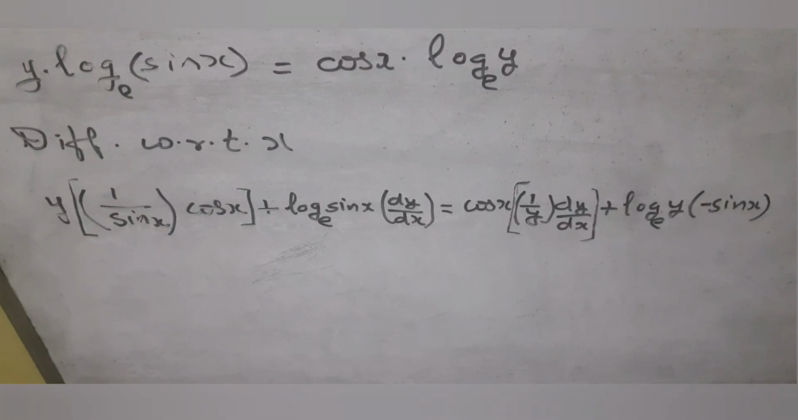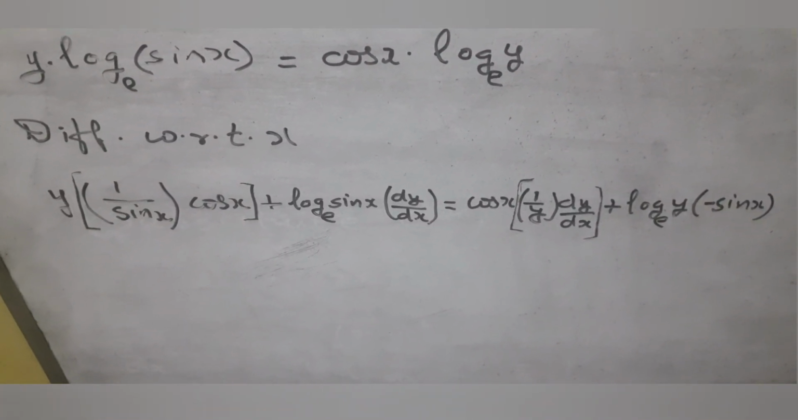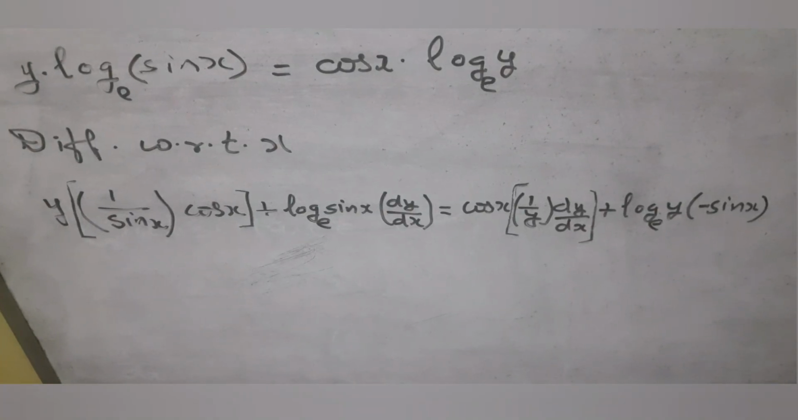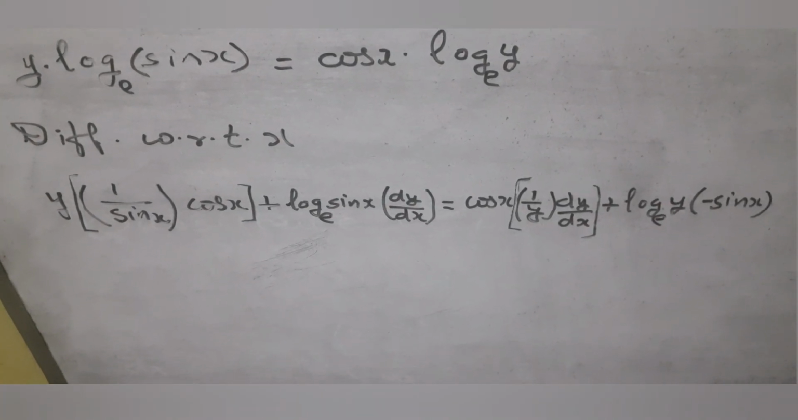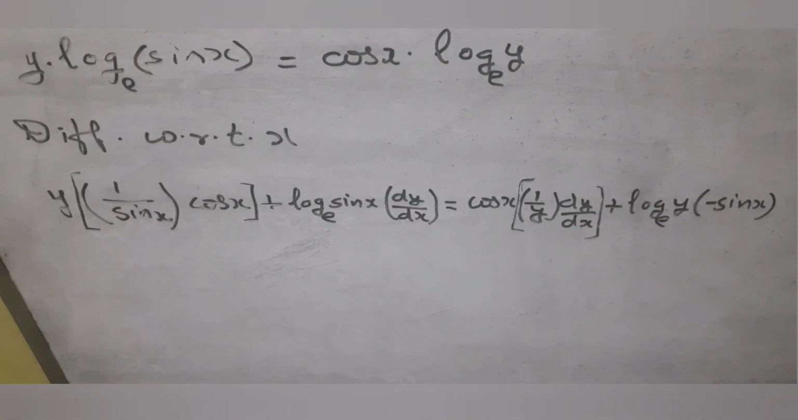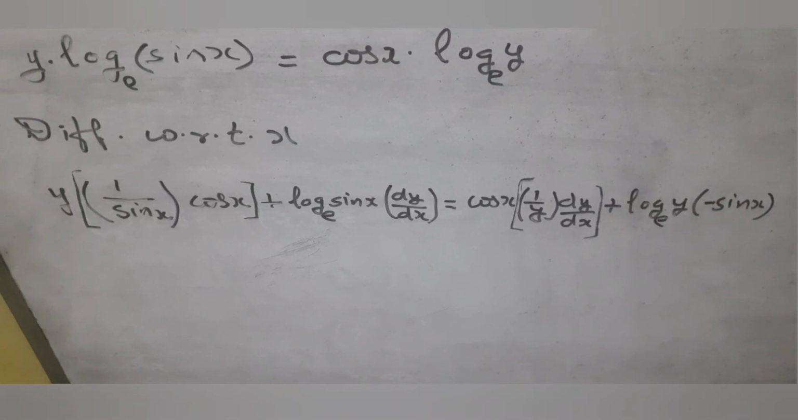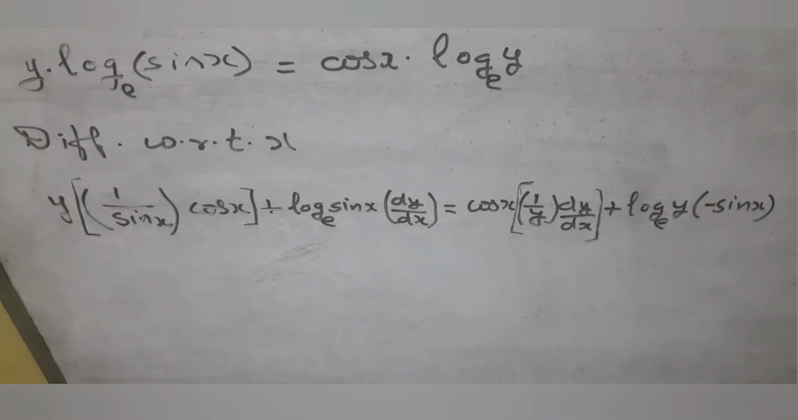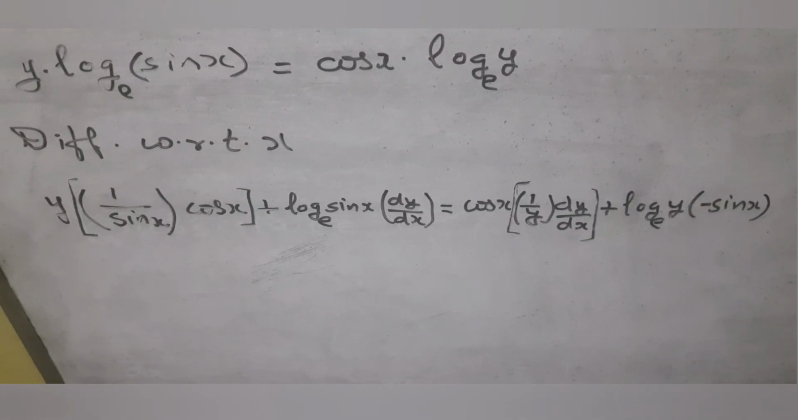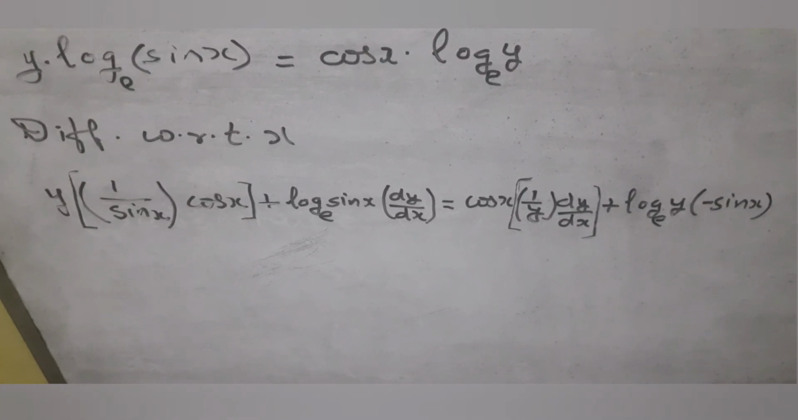Derivative of y with respect to x is dy by dx. Derivative of log sin x with respect to x is 1 by sin x into cos x. On the RHS, the derivative of cos x is minus sin x, and the derivative of log y is 1 by y into dy by dx. Now apply this into the product rule.